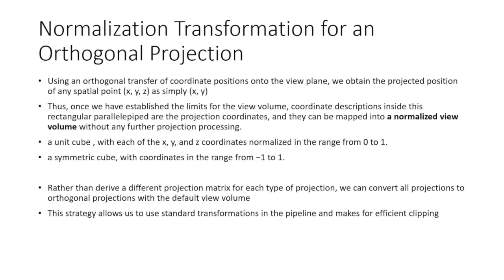The concept is more like scaling. And why do we need to do the normalization? The reason is that rather than derive a different projection matrix for each type of projection, we can convert all projections to orthogonal projections with the default view volume. This strategy allows us to use standard transformations in the pipeline and makes for efficient clipping.